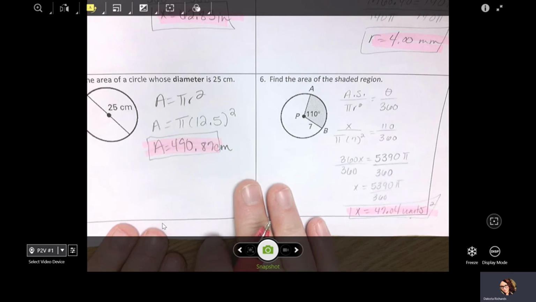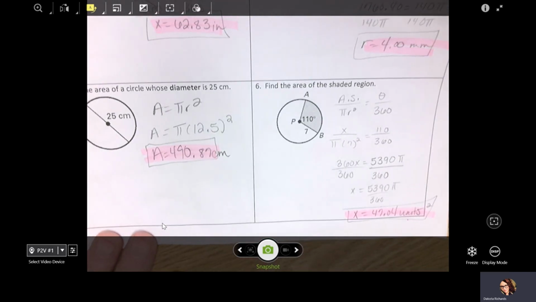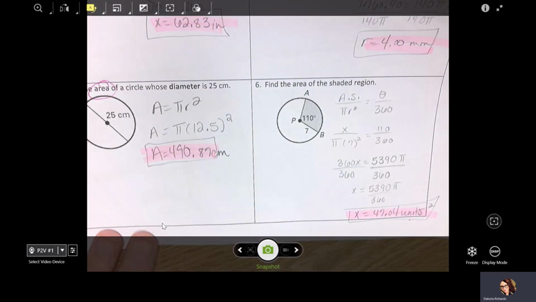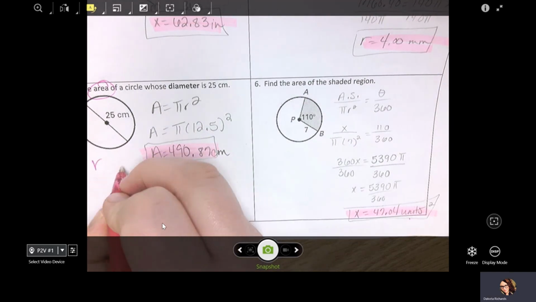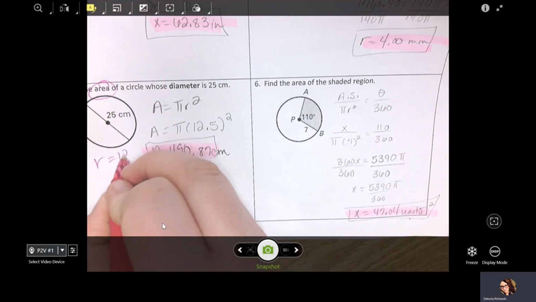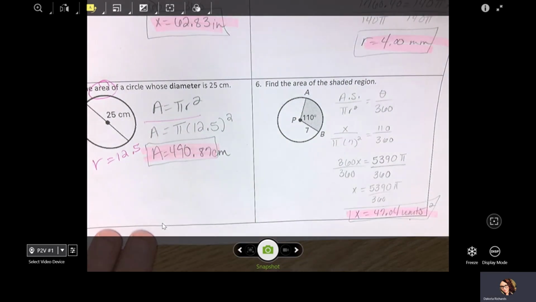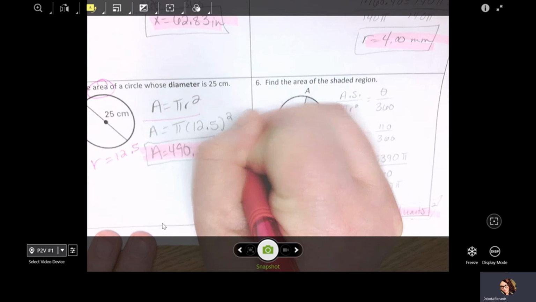On number 5, some of you were tempted to go ahead and use the area of a sector formula, but it's only asking for the area. So you just had to find R, which is half of 25, which is 12.5. Plug that into your area formula and you get 490.87 centimeters. That's actually square centimeters.